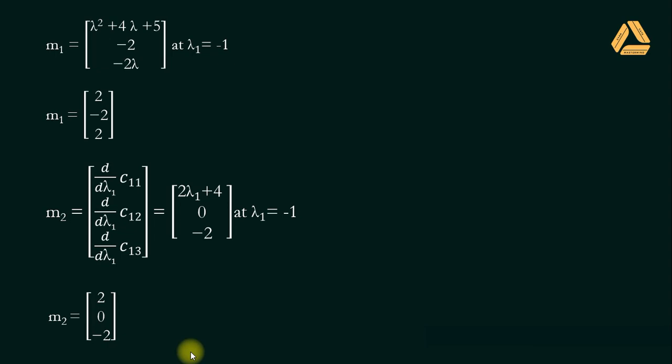This is the difference when you encounter repeated eigenvalues. When the eigenvalues are distinct, you proceed as it is. But when the eigenvalues are repeated, you have to differentiate the cofactors which you got from the first eigenvalue.